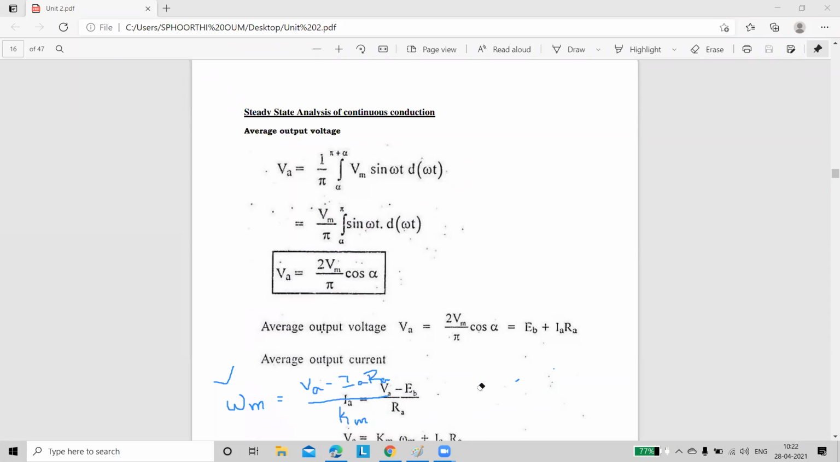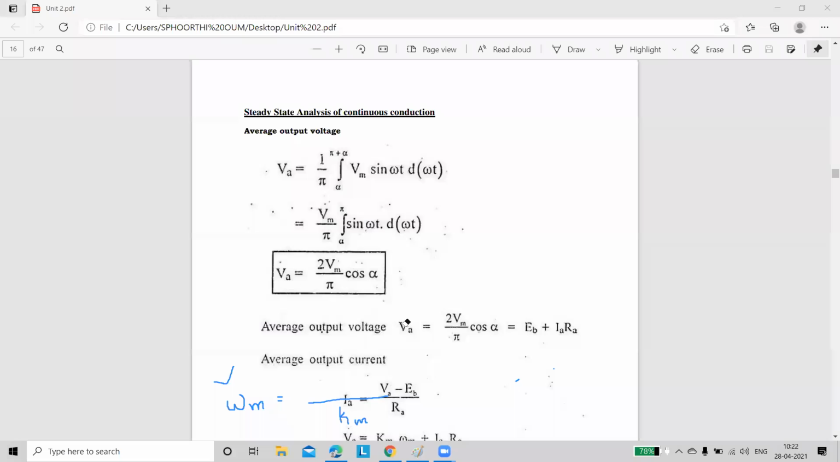And whenever you are doing the simplification, you will get the answer 2Vm by pi into cos alpha. Whenever you are observing this equation, you can clearly say that this parameter is derived by ourselves in our power electronics for a full wave rectifier average voltage or DC voltage. That means VA is equal to 2Vm by pi into cos alpha.